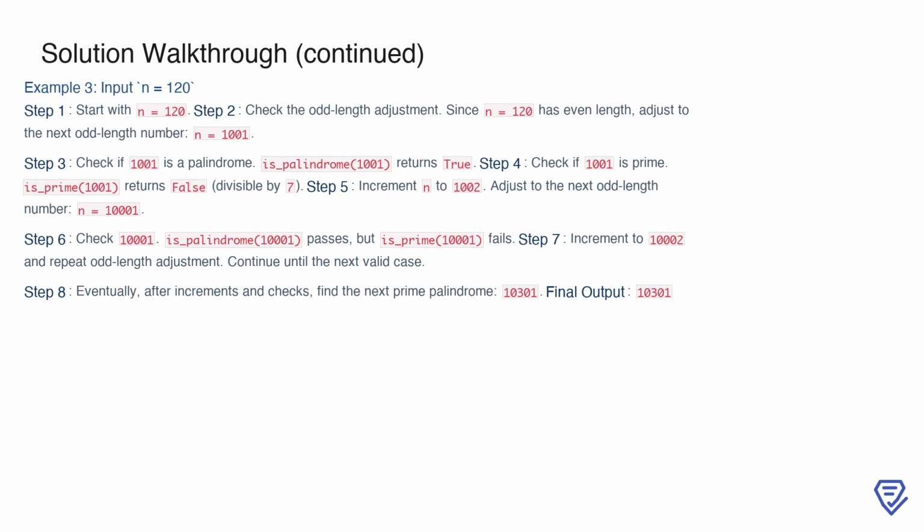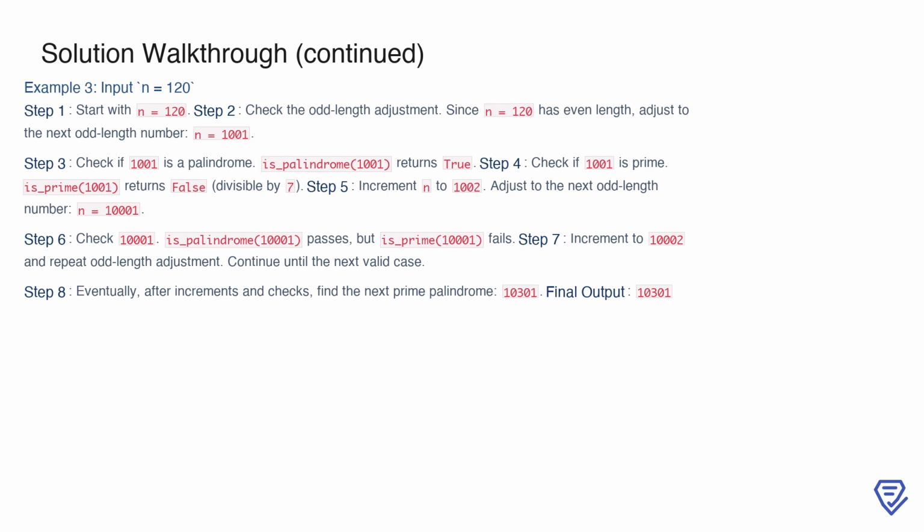Since 120 has an even length, we adjust to the next odd-length number, which is 1001. We then check if 1001 is a palindrome using is_palindrome. The result is true, so we proceed to check if it is prime using is_prime. However, 1001 is not a prime number as it is divisible by 7.